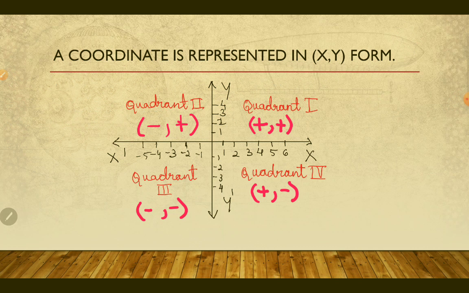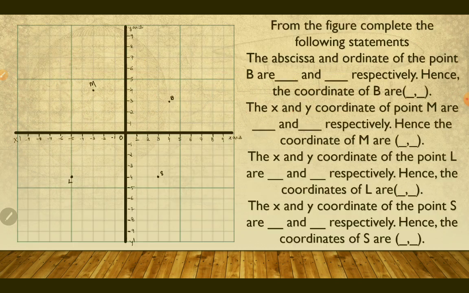In the first quadrant, both x and y are positive. In the second quadrant, the x is negative and y is positive. In the third quadrant, both x and y are negative. In the fourth quadrant, x is positive and y is negative.